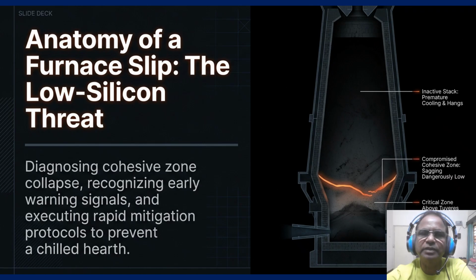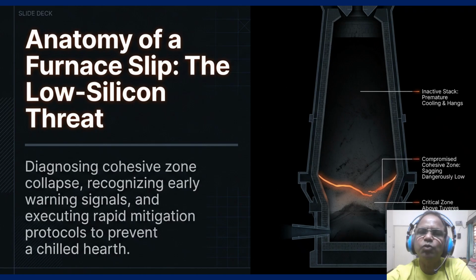So look at the cross section on your screen. Notice the inactive stack at the top and that orange line sagging dangerously low towards the tuyere. That is your compromised cohesive zone. When that architecture fails, you lose blast penetration and risk a total system freeze. Understanding these signals is your only defense against the low silicon threat.